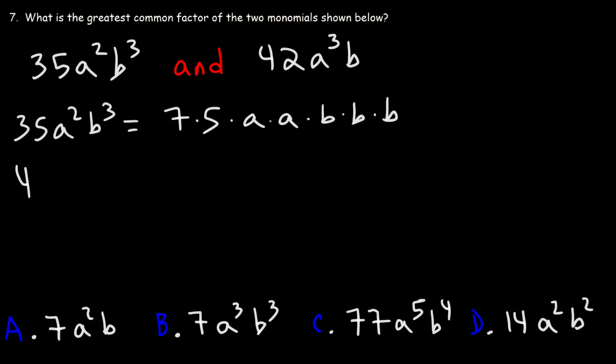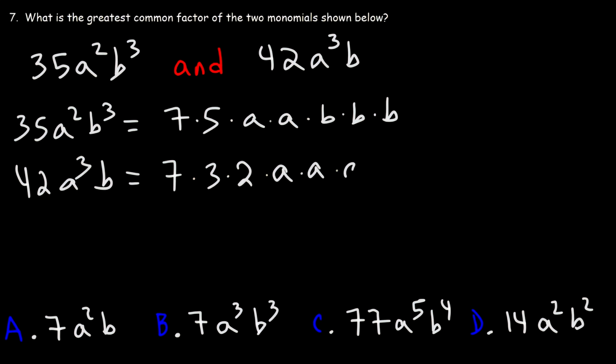Now the other monomial, 42A cubed B, we can write that as 7 times 6. Now 6, we can change that to 3 times 2. A to the third is basically multiplying 3 A variables together, and then we have a B. So now that we've expanded the two monomials, can you identify what is the greatest common factor?